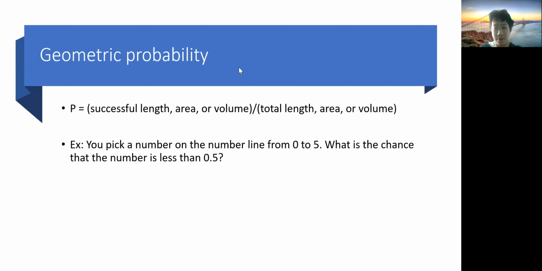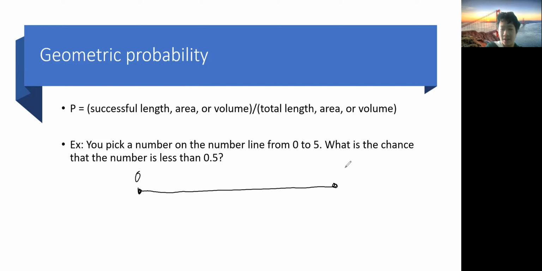Go on to geometric probability now. It's another probability technique. The probability of something happening is successful length, area, or volume over total length, area, or volume. So basically, that's kind of like what we're doing so far, the successful over the total. So here's an example. You pick a number on the number line that's from 0 to 5. What's the chance that the number is less than 0.5?